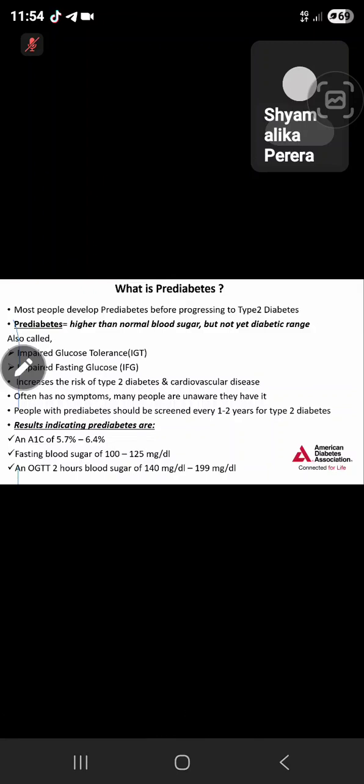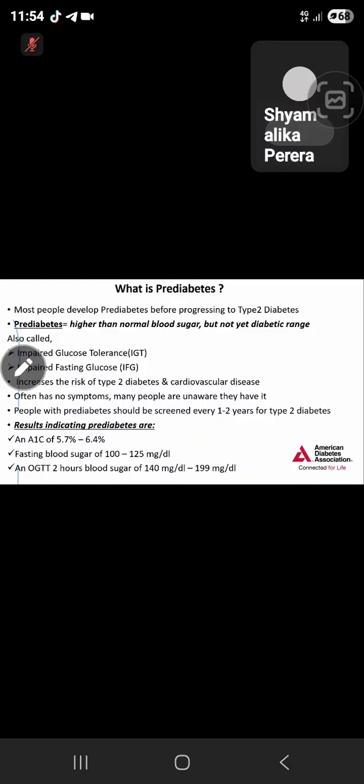So pre-diabetes increases the risk of type 2 diabetes development, and especially cardiovascular disease. If you are in the pre-diabetic range, sometimes you may end up with type 2 diabetes. The other concern is cardiovascular disease. So you can remain in the pre-diabetes range, but you can end up with either type 2 diabetes or cardiovascular disease. That's why we are highly concerned about pre-diabetes.